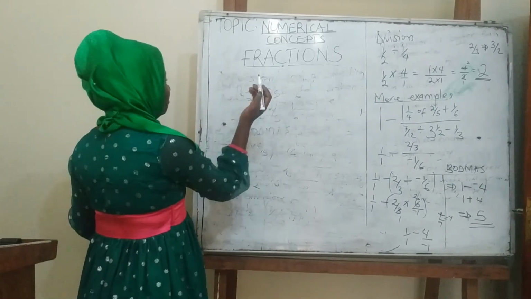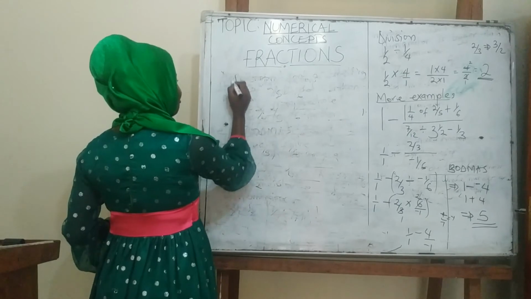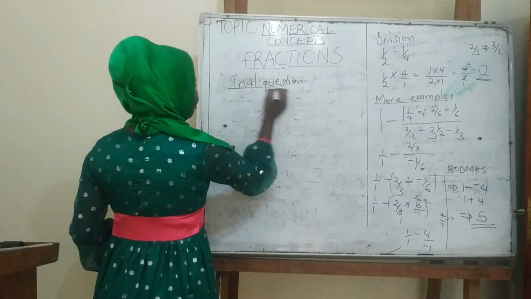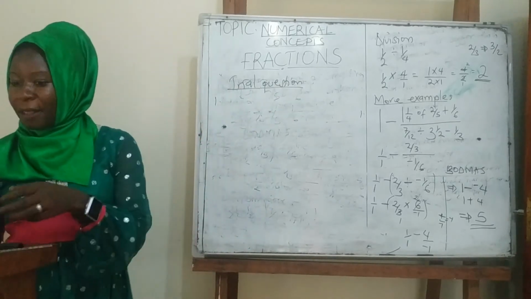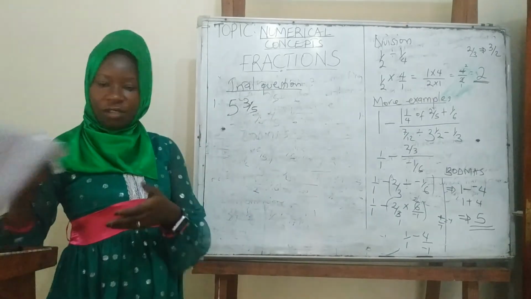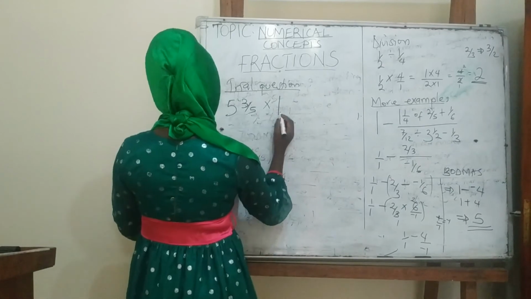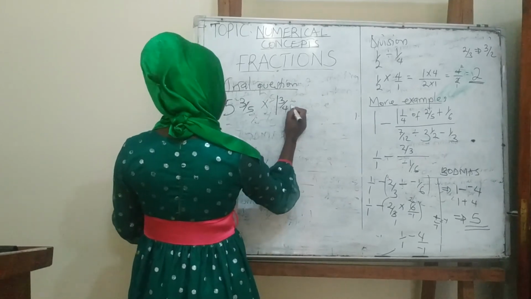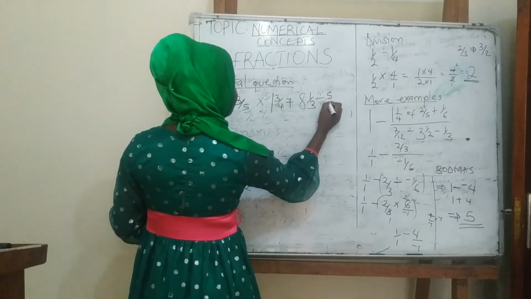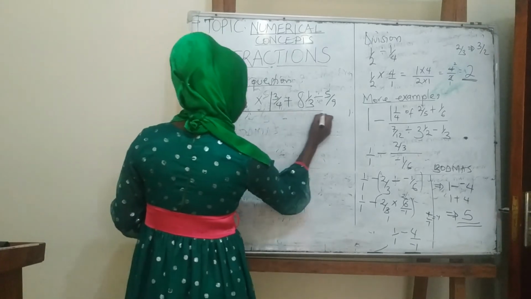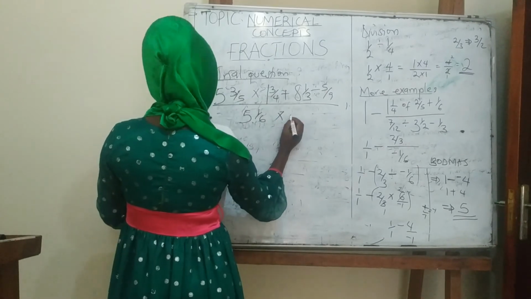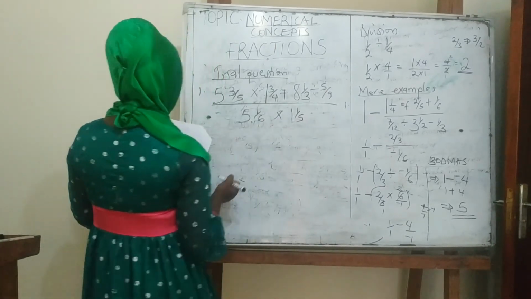So we can have another number, let me call it a trial question. A trial question for you. We have 5 and 3 out of 5, times 1 and 3 out of 4, plus 8, divided by, over 5 and 1 out of 6, times 1 and 1 out of 5.